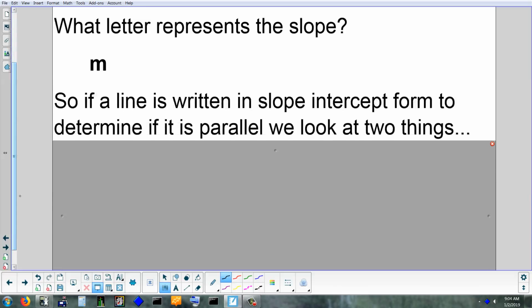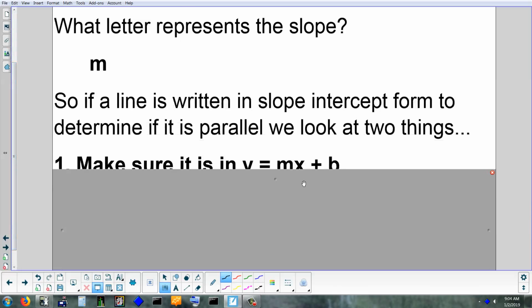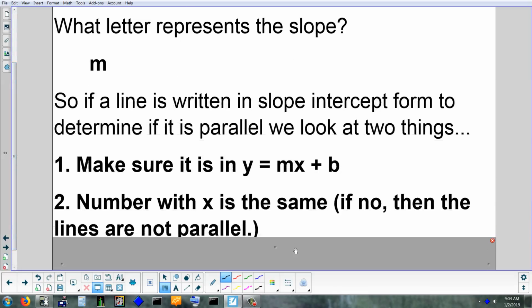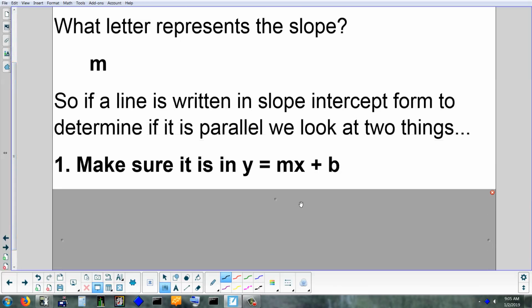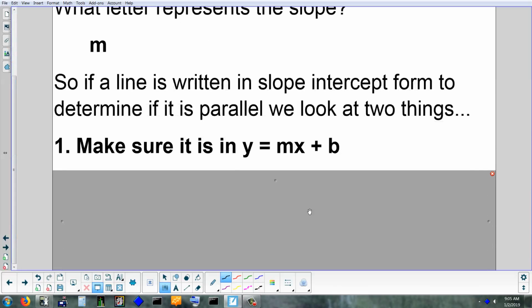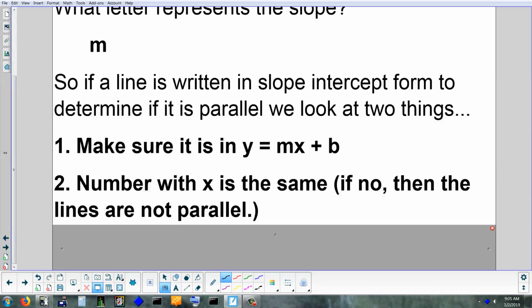So if a line's written in slope-intercept form, to see if it's parallel, we have to look at 2 things. We've talked about this, right? What has to be the same? The slope, right? What has to be different? The y-intercept, right? Some of these may not have y by itself, so make sure y is by itself, all right? Second thing, the number with x has to be the same, and the y-intercept different.